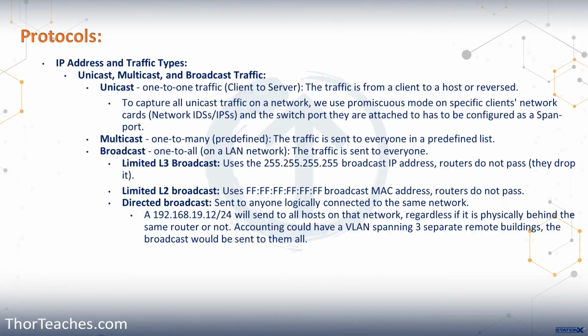If it is a limited layer 3 broadcast, remember layer 3 has IP addresses, then we would use the IP address 255.255.255.255 as the broadcast address, but also remember here that routers do not pass limited layer 3 broadcasts. So whenever that traffic hits a router, it gets dropped. A limited layer 2 broadcast uses MAC addresses because, well, they're layer 2. So if you want to broadcast something on layer 2, you would use FF:FF:FF and so on as the broadcast MAC address, and that would then send it to all the nodes on that local segment.